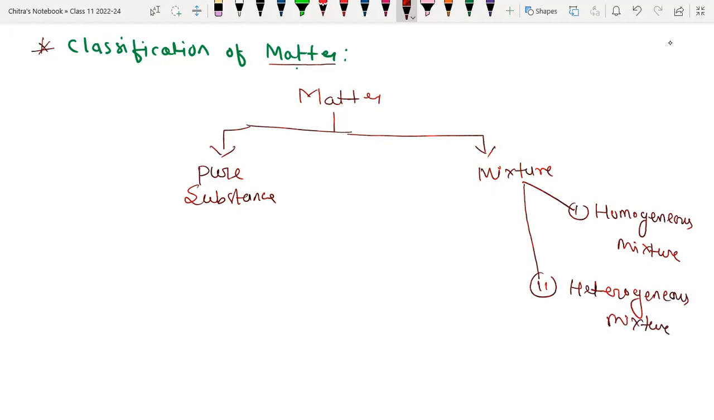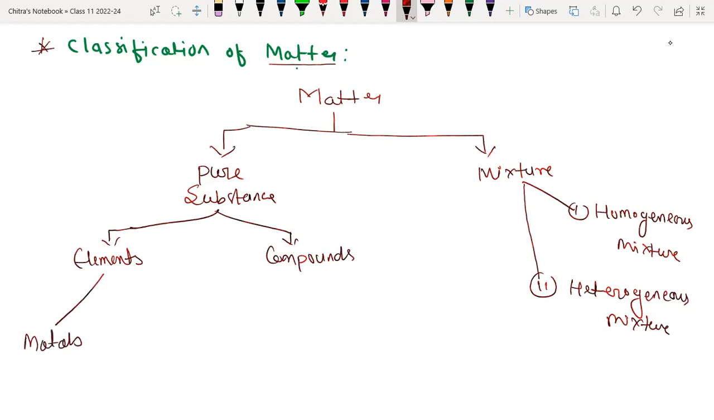Then pure substances are divided into two categories. First we have elements, and then we have compounds. So they are the pure ones. Elements are again divided into three categories. We already went through that in the previous standard: metals, then we have non-metals, then we have metalloids. So this is the flow chart for the classification of matter.